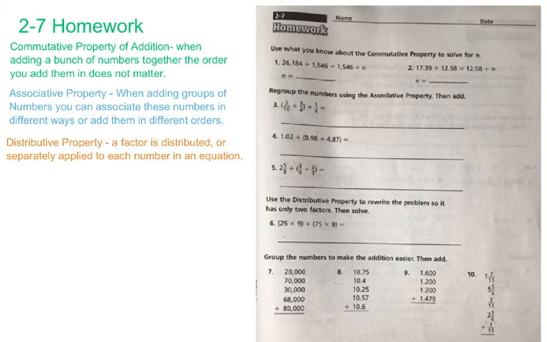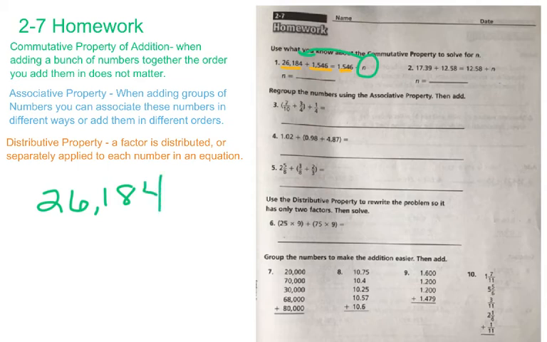If we look at this equation here, we know that 26,184 plus 1,546 is equal to 1,546 plus n. So what we need to do is figure out what's missing. Well, we know that you can add those two numbers together in any order, and it's going to be the same number. So n is going to be equal to 26,184.